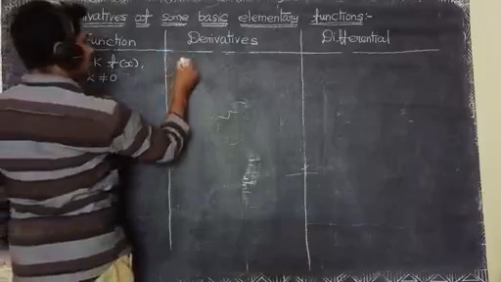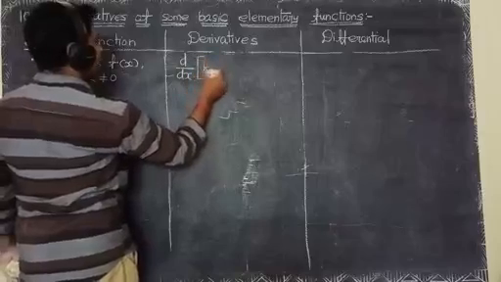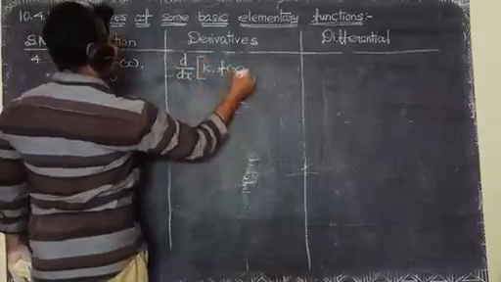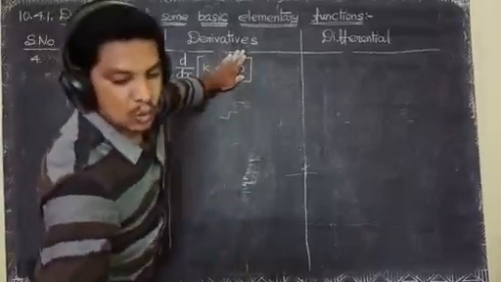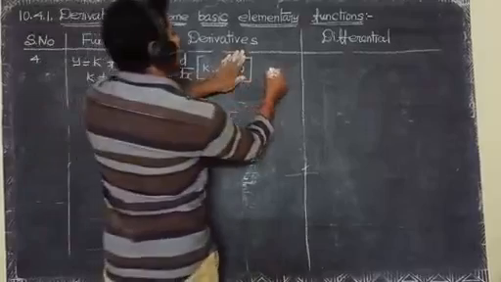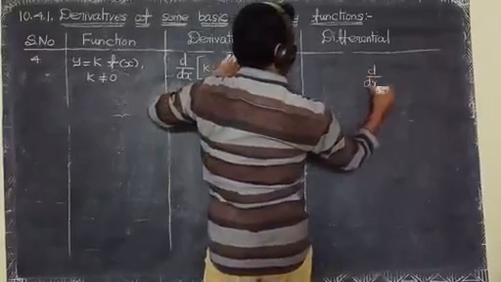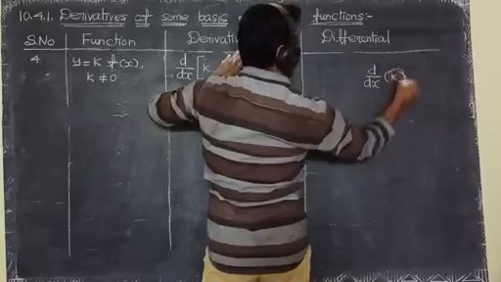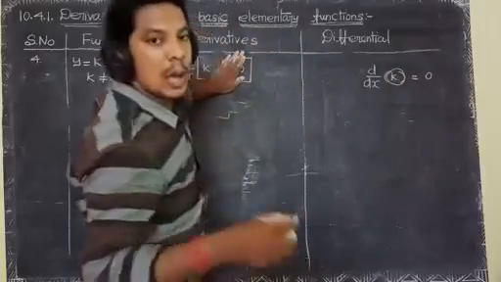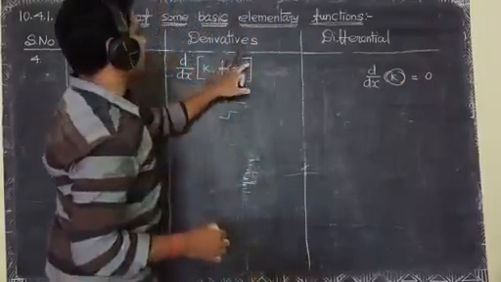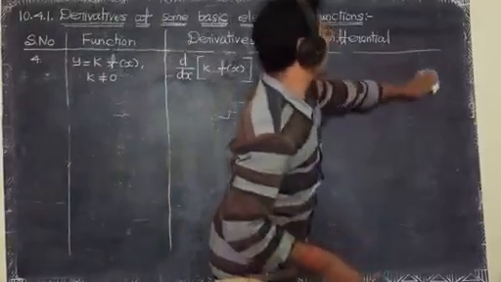In the derivative, d by dx of k into f of x. If the function has only a constant, then the derivative is 0. That is d by dx of k. Okay, only constant means the derivative is 0. But here it is k into f of x.